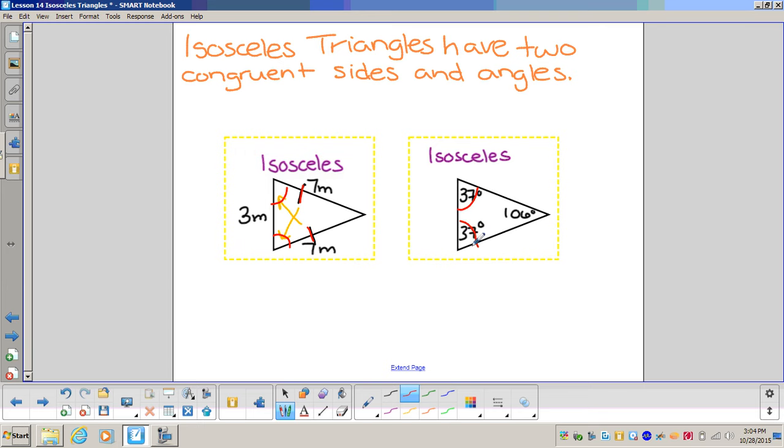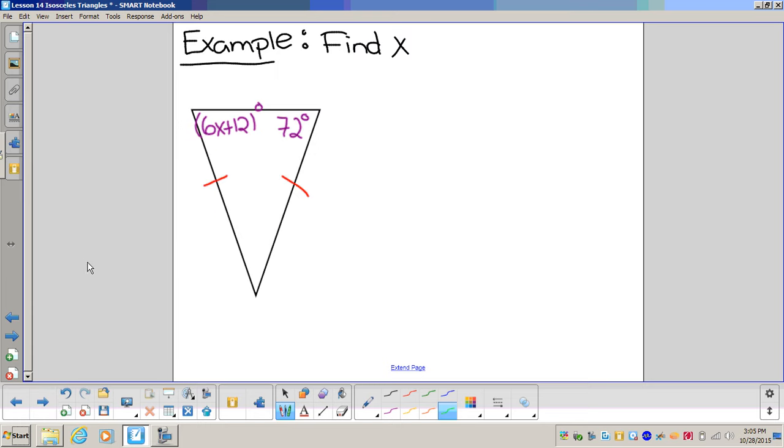Similarly, I have these two congruent angles, and the sides that are across the triangle from them are the two sides that are going to be congruent. So both of these things are true about an isosceles triangle, the two congruent angles and the two congruent sides. So we can use that information to now solve some problems, find values of x.